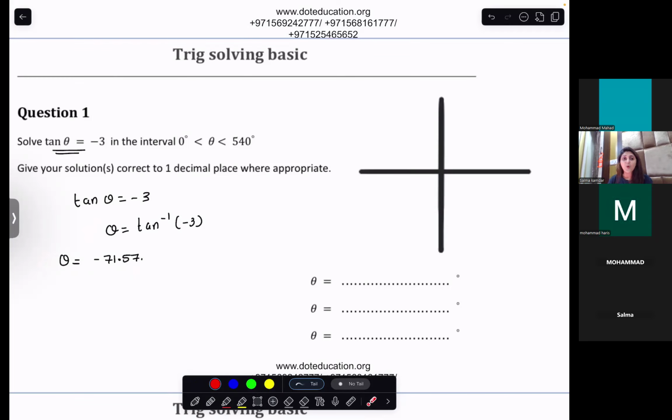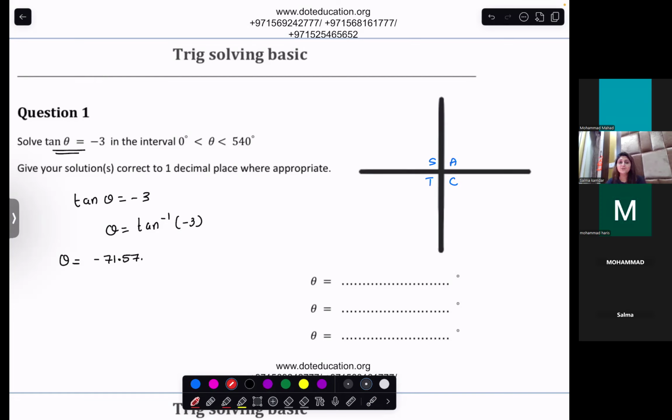I want to find all the values of theta between 0 and 540. And this is how I'm going to use my CAST. I'm going to use my CAST to find all the values of theta. Can you give me any example of how I will start? Theta plus 360, sorry, 180. No, a better example of how I will start.